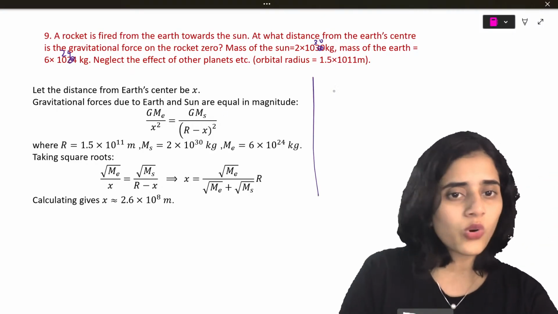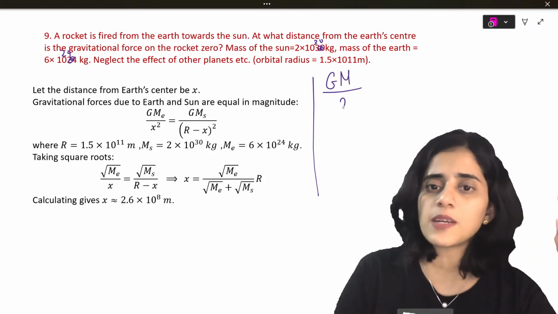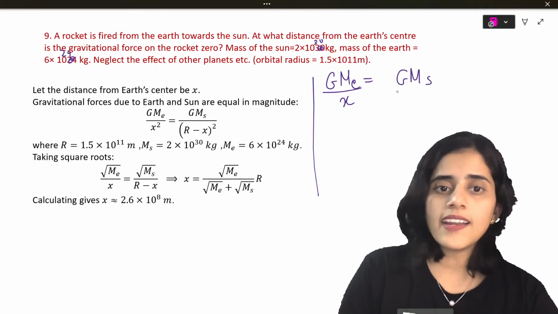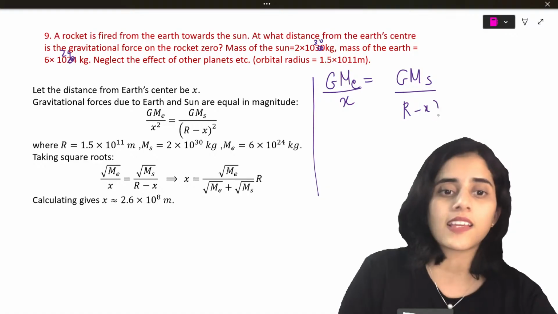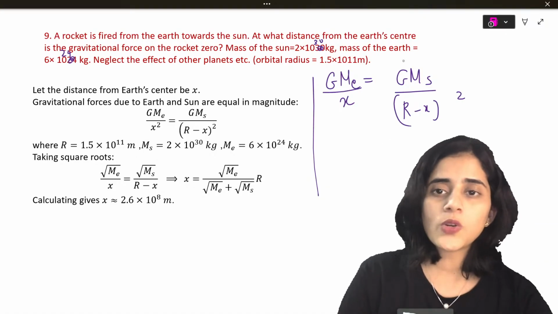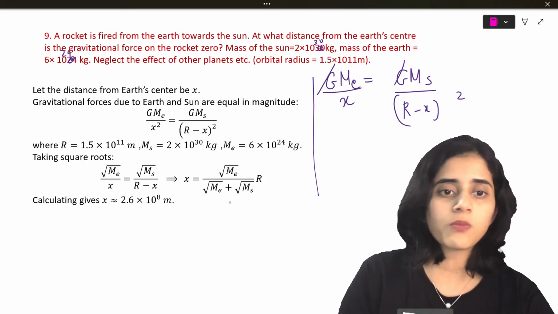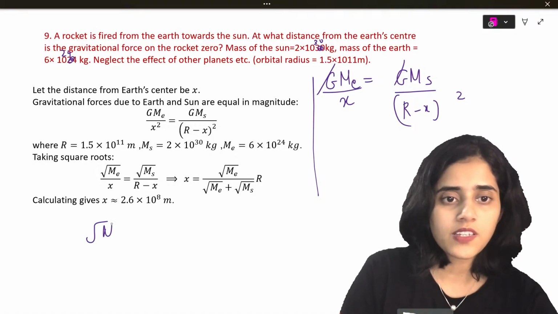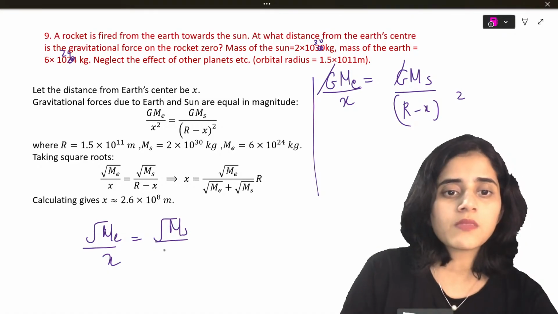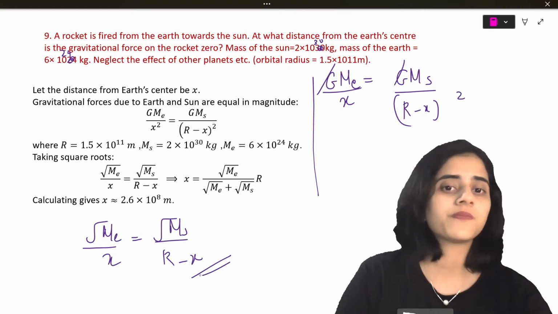So we already know what is the formula? GM by r square. Instead of distance, I put it as x. So this is for the Earth. So for the Sun, it will be r minus x, the whole square. Okay. Now what we'll do, G and G cancel and then I'll take the square root on both the sides. So what will this become? Square root of Me by x is equal to square root of Ms by r minus x. And then you cross multiply to get x.